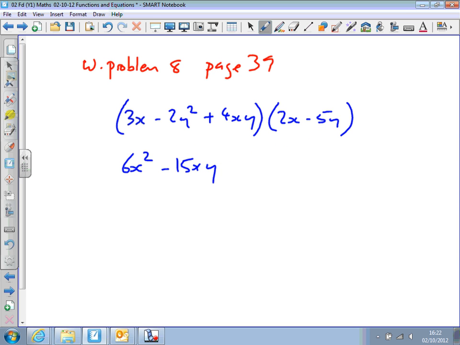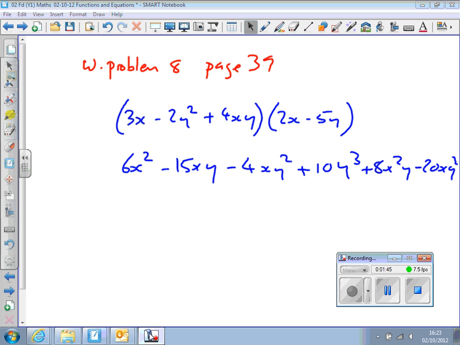Next, minus 2y times 2x. Sorry, minus 2y squared times 2x is minus 4. Yeah. Minus 2y squared times minus 5y. Minus times a minus gives a plus. 5 2s are 10. Y cubed. Last one. 4xy times 2x. 2 4s are 8. And then 4xy times minus 5y is minus 20xy squared. I'll just pause for a sec while you check that you see that.